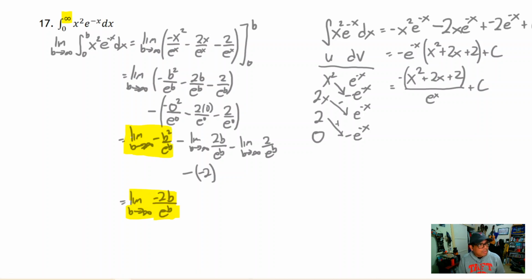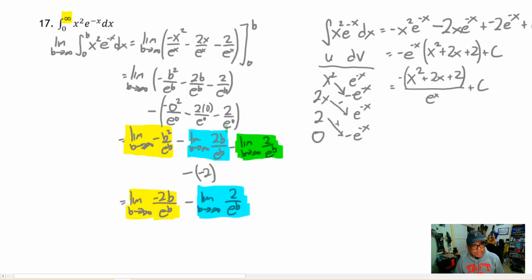And then the same thing with this second limit. We've got 2b on top of e to the b, and as b goes to infinity, 2b goes to infinity, and e to the b also goes to infinity. So we are okay to use L'Hopital's rule there too. Now this next term, 2 over e to the b, the numerator is constant and e to the b grows without bound, which means that this limit is equal to 0. And then don't forget plus 2 at the end there.